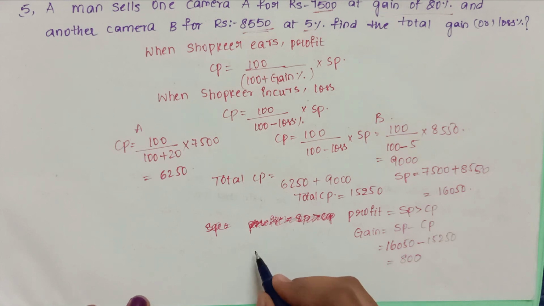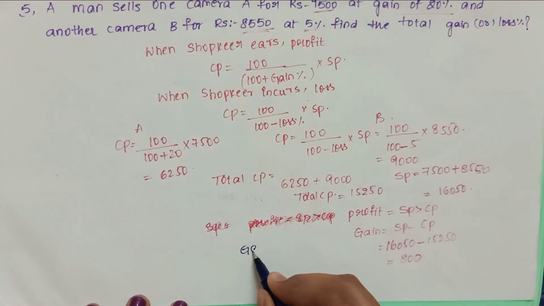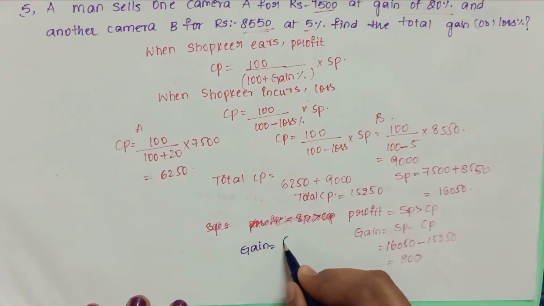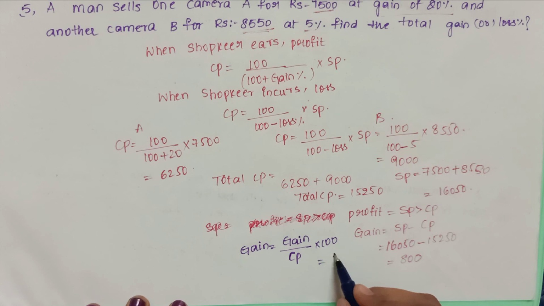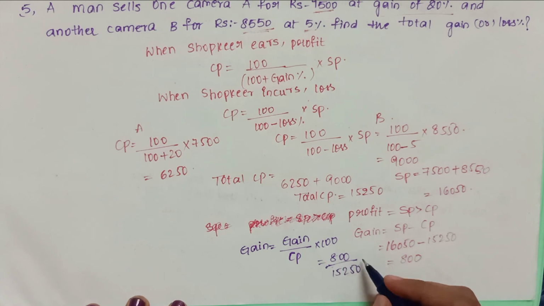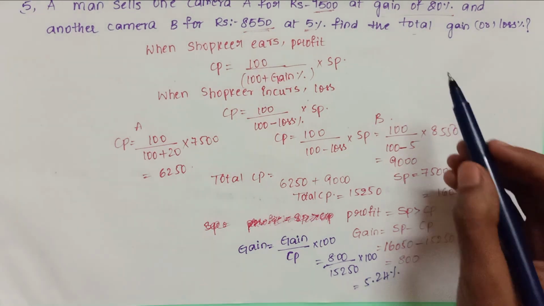Now finally we want to find the gain percent. Gain is equal to gain by CP into 100, where gain is 800. 800 by CP, which is 1,05,250, into 100. If we calculate, we'll get 5.24%. So total gain is 5.24%.